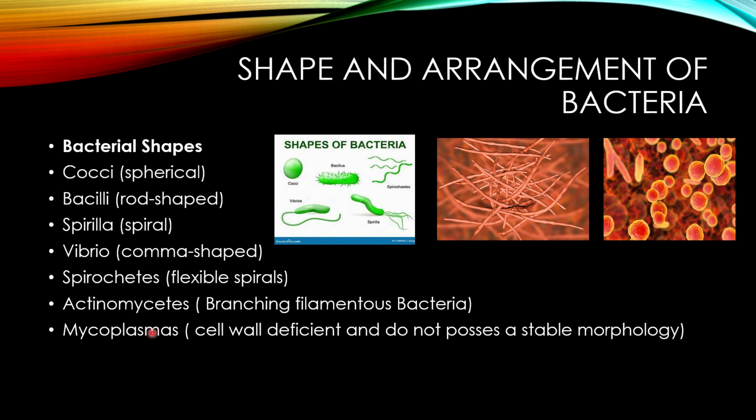Then next is mycoplasmas, which are cell wall deficient and do not possess a stable morphology. Since they don't have a cell wall, they do not have a stable morphology, that is, they do not have a fixed shape; they keep on changing their shape.